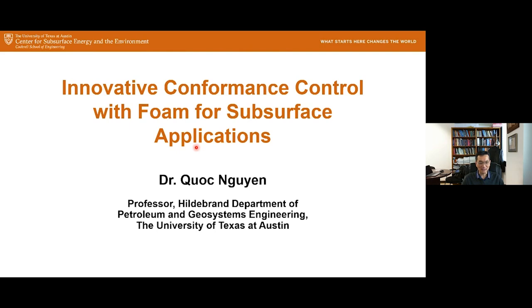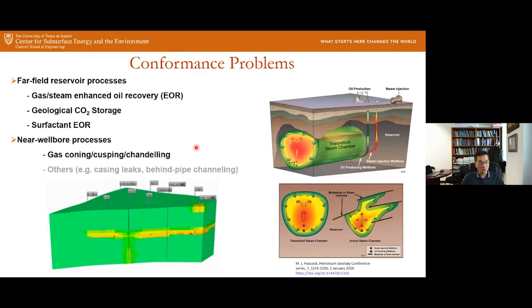So I'm very excited to share with you some recent innovations in conformance control with foam for subsurface applications. I would say that conformance problems are one of the most common problems for the upstream oil and gas industry. And conformance problems can be encountered almost anywhere, from far field reservoir processes to very near wellbore regions.